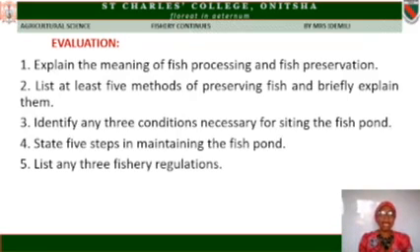Now, students, answer the following questions. 1. Explain the meaning of fish processing and fish preservation. 2. List at least 5 methods of preserving fish and explain them briefly. 3. Identify any 3 conditions necessary for siting the fish pond. 4. Explain 5 steps in maintaining the fish pond. And last, list any 3 fishery regulations.